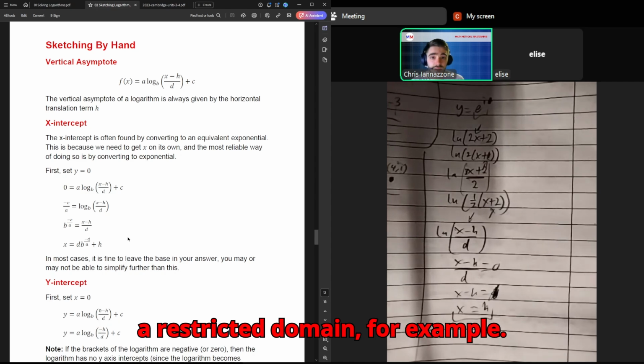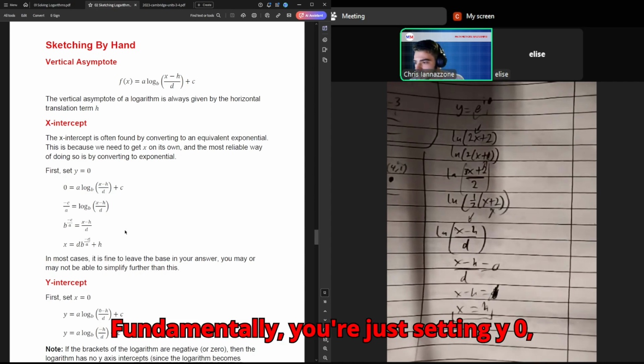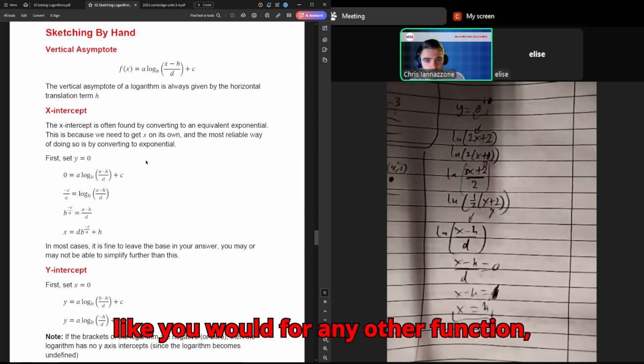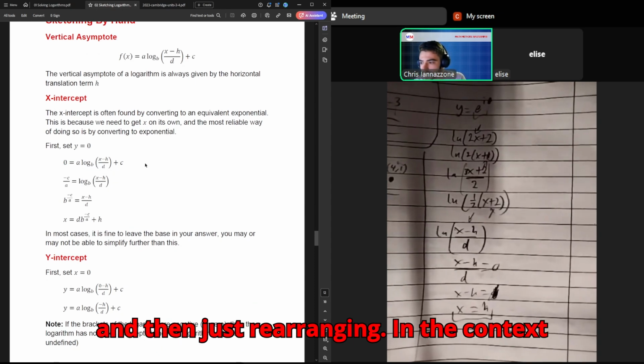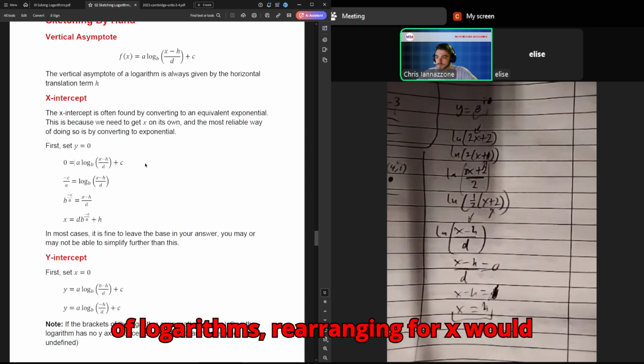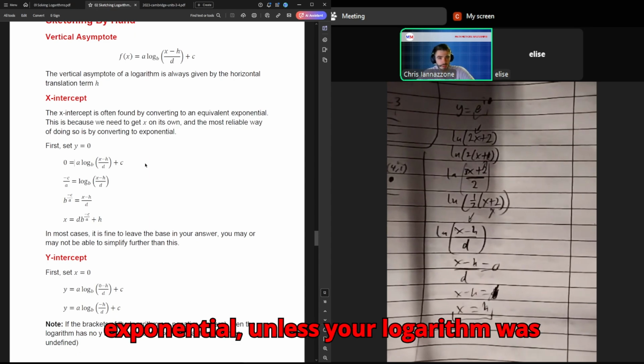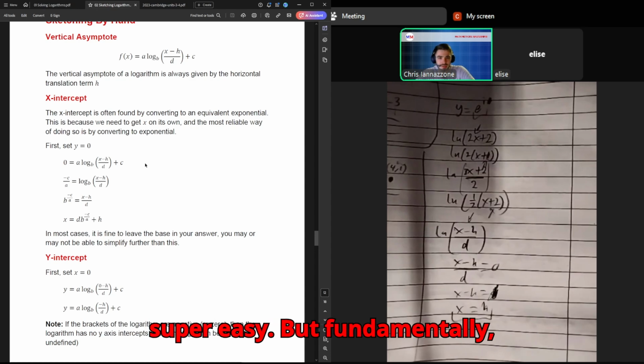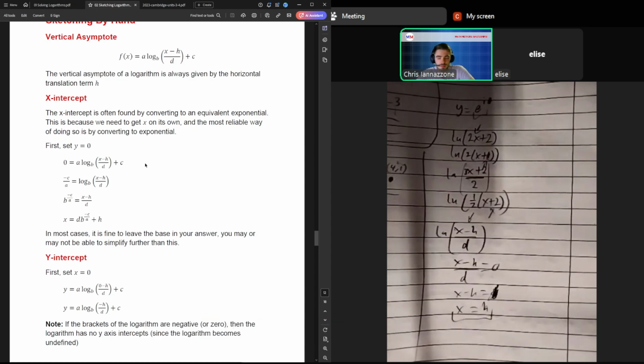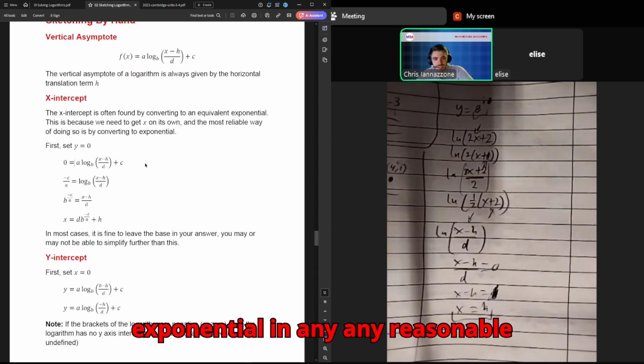Okay, next up, so for the intercepts, you will always have an x-intercept, unless you have like a restricted domain, for example. Fundamentally, you're just setting y equals 0, like you would for any other function, and then just rearranging. In the context of logarithms, rearranging for x would mean to convert to an equivalent exponential, unless your logarithm was super easy. But fundamentally, you'll always be converting to exponential in any reasonable circumstance.